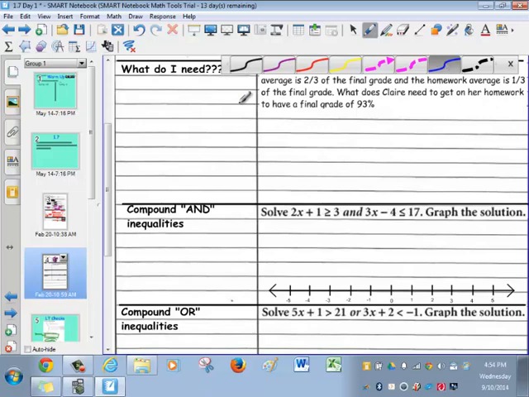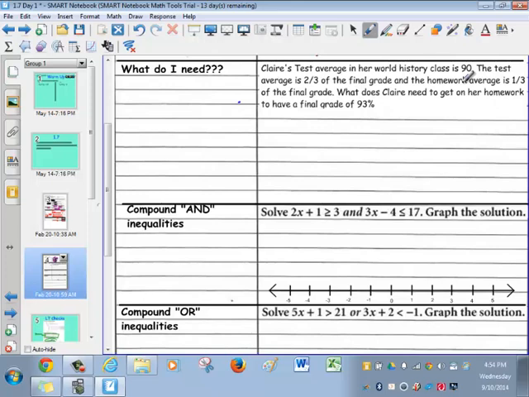So here's our problem. Claire's test average in her world history class is 90. That's her test average. So when she added all her tests up and averaged them out by dividing by how many tests there are, her average was 90. The test average is 2/3 of the final grade, and the homework average is 1/3 of the final grade. So homework is like 1/3 of your grade, while the tests are 2/3.